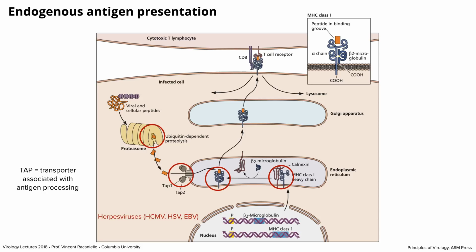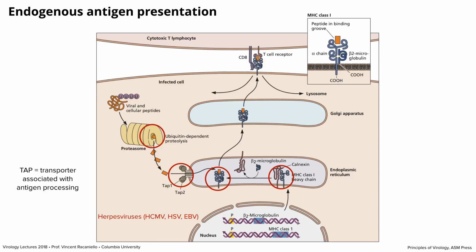Some of them prevent transcription of the genes encoding the MHC1 molecules. Some of them prevent transport of MHC through the ER. Some of them inhibit the TAP transporter. They make proteins that inhibit the transporter, so the peptides can't be loaded. And of course, some of them inhibit the proteasome as well. So each of these circles is a herpes virus point of intervention. You're going to see it on the next slide in some detail.